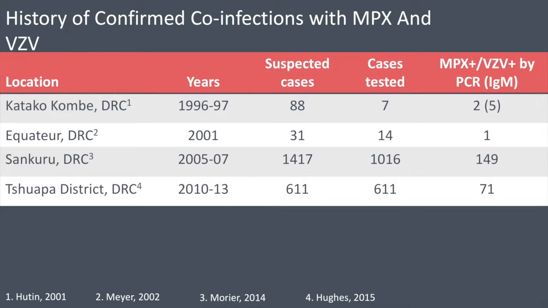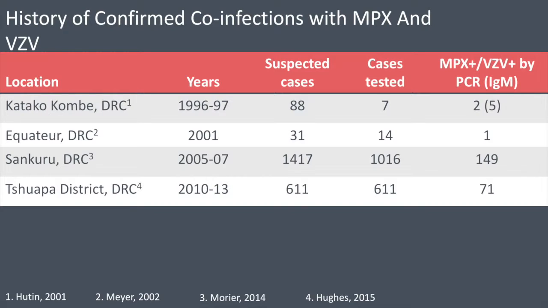And so looking at the history of confirmed co-infections of these two diseases, there haven't been many. There was a large outbreak in Katakombe in DRC, which is in the district that we did the active surveillance in. And this was during the period of conflict, and so to do the epidemiological investigation, they had to return 3 times, which meant that only 7 active cases were able to have samples taken and tested. But 6 of these were from the same household.